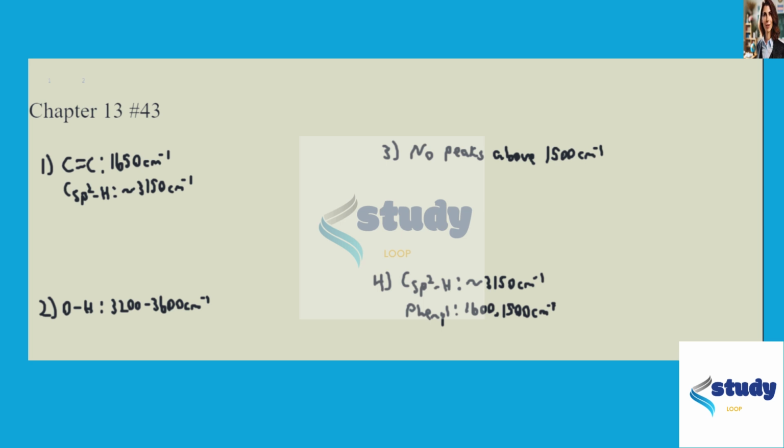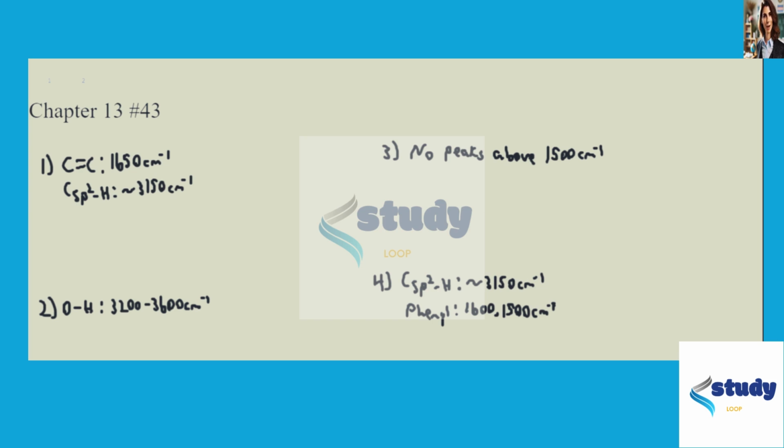This is the answer to Chapter 13, problem number 43 from the Smith Organic Chemistry textbook. In this problem, we are asked to match 6 molecules that were given to the 6 IR spectra that were also given. So it's a matching problem. Match each molecule to its IR spectra.